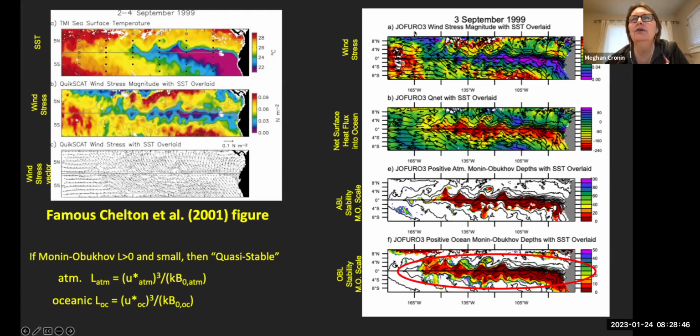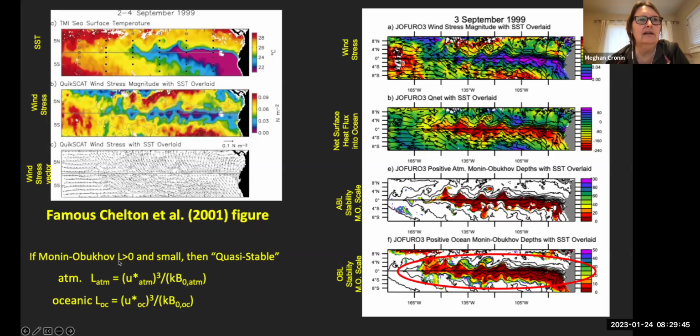Now, since then, we have these flux products, including the GEOFLUX. I'm using the GEOFLUX 3 flux product. It's based upon satellite data. So this shows the wind stress magnitude in color with the sea surface temperature overlaid. And then this is the net surface heat fluxes. And again, you see the cuspy patterns in the net surface heat fluxes and in the wind stress magnitude. And so I can actually calculate the Monin-Obukhov depth scales, both for the atmosphere and for the ocean. Here, this is what they are. And those give you an estimate of the buoyancy fluxes that are stabilizing or destabilizing the boundary layers.